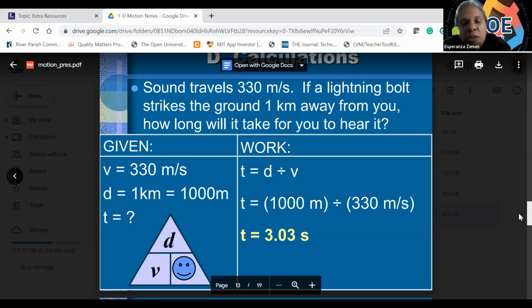All right, that gives me 3.03. And then once the meters cancel, all I'm left with is seconds. Okay. And of course, I know if I'm finding time, what should my unit be? Seconds. All right. So see, I tell students all the time, when you're problem solving, if you go back to these pyramids and you keep the units in mind, you're going to be okay.